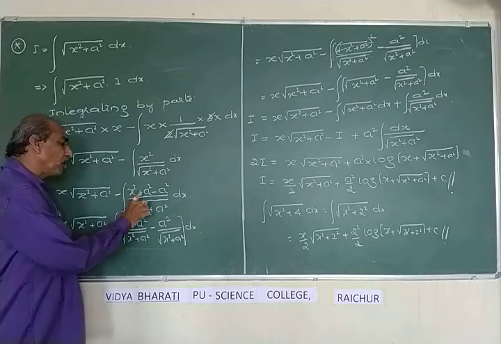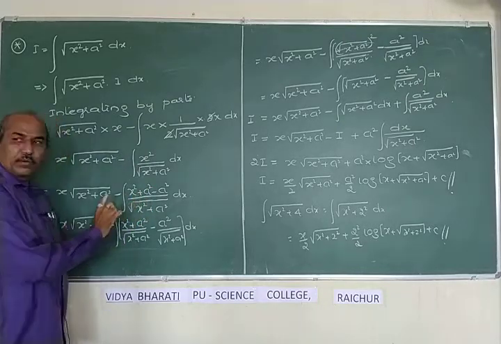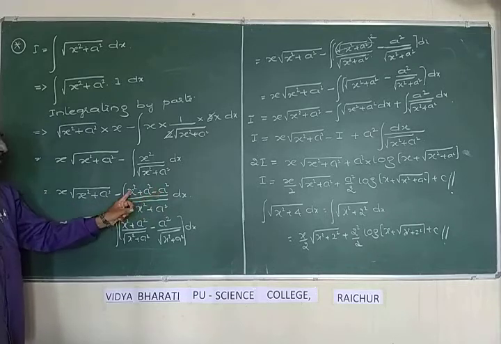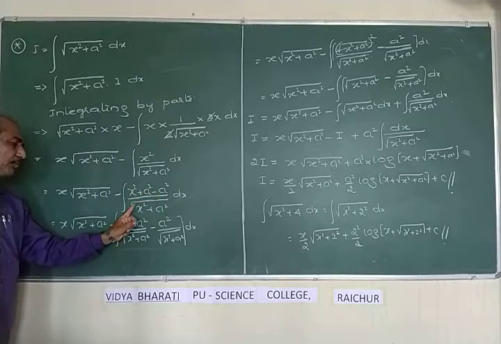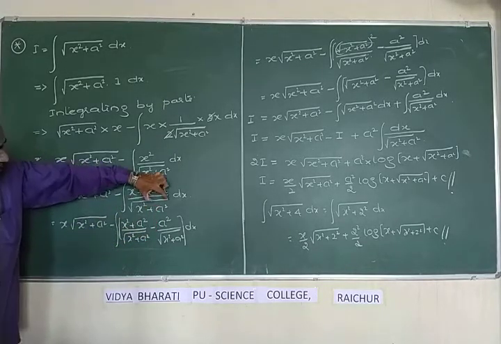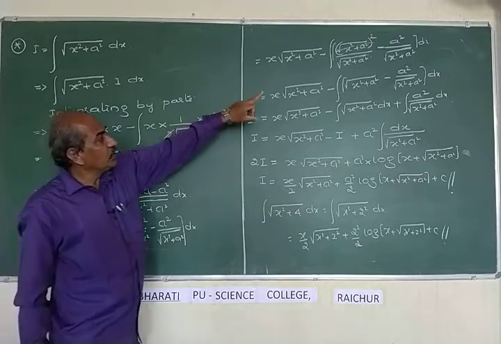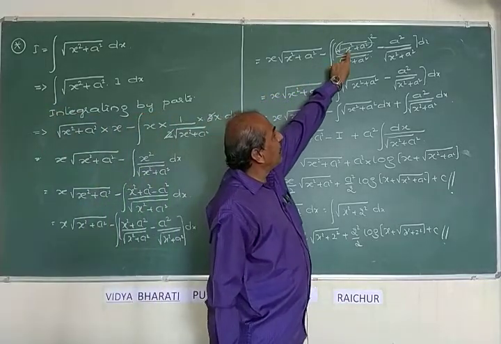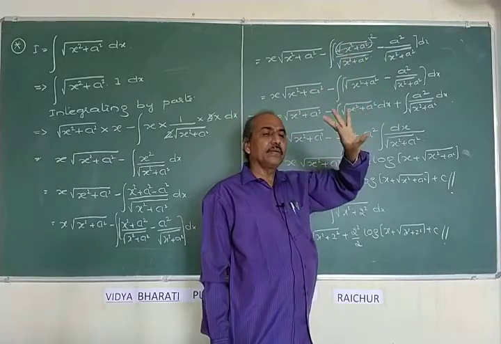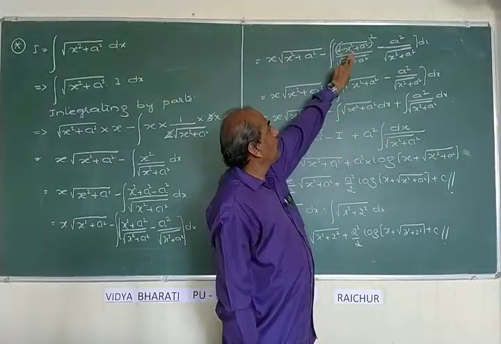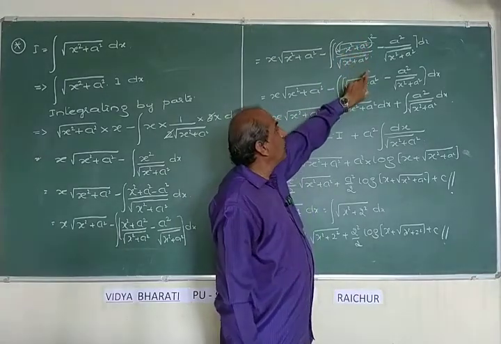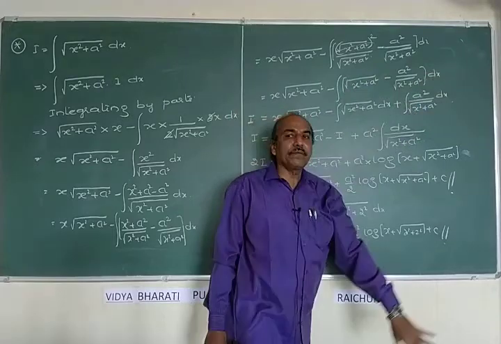This part is important here. What you have to do? Add a square and subtract the same thing. I took x square plus a square minus a square by root of x square plus a square. Okay. Separate the denominators. In the numerator, that x square plus a square I can write as root of x square plus a square the whole square, by root of x square plus a square, minus a square by that.